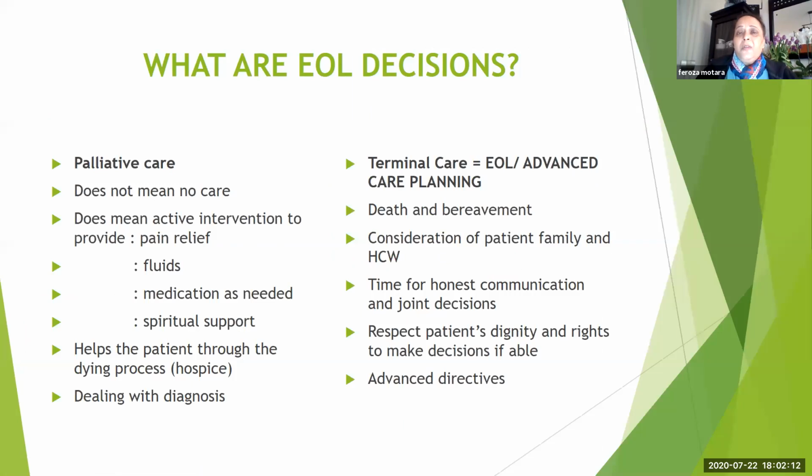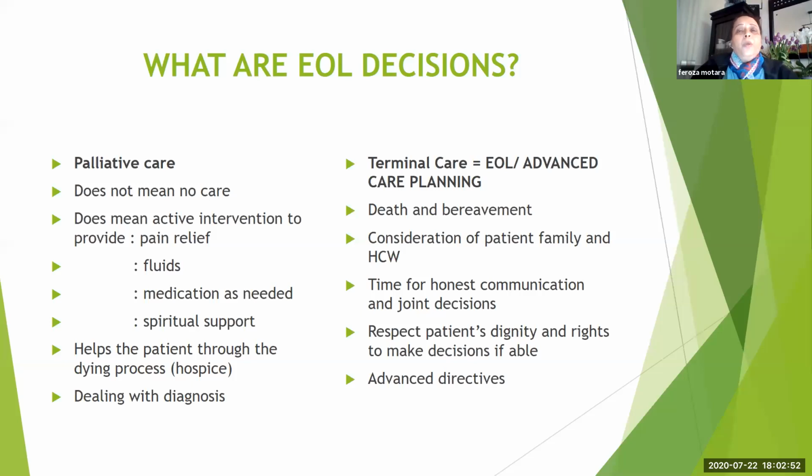On the other hand, advanced care planning. They're not mutually exclusive. Palliative care is part of advanced care planning and end-of-life decisions, and deals more with death and bereavement, considers a holistic entity with a tripartite alliance, to use a political term, of the patient, the family, and the healthcare worker. And it's often a time for an honest communication and a difficult communication, which not all of us are comfortable having. And important to realize that we need to respect patients' dignity and their rights while they are competent to make decisions. And the important part of this are advanced directives. And we're going to go through these terms as we go through the talk.